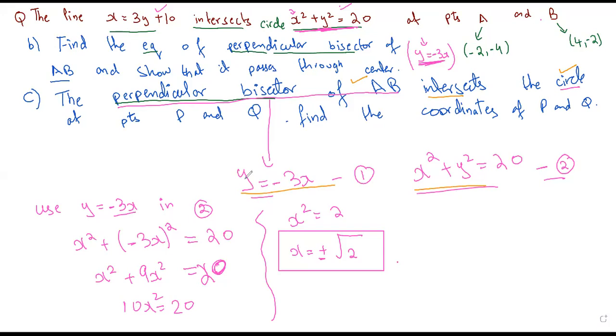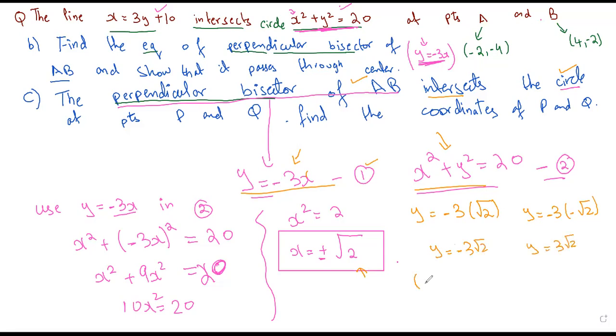So we have used y equals minus 3x in this equation, and we got the values of x as plus minus under root 2. Okay. Once we have the values of x, we need to find the values of y. We can use equation 1 or 2, any equation, but it's much better to use 1 because that's a simple equation. So it is y equals minus 3 under root 2, and it would be y equals minus 3 into minus under root 2 because we have two values of x, right? So this would be minus 3 under root 2 and this would be 3 under root 2.